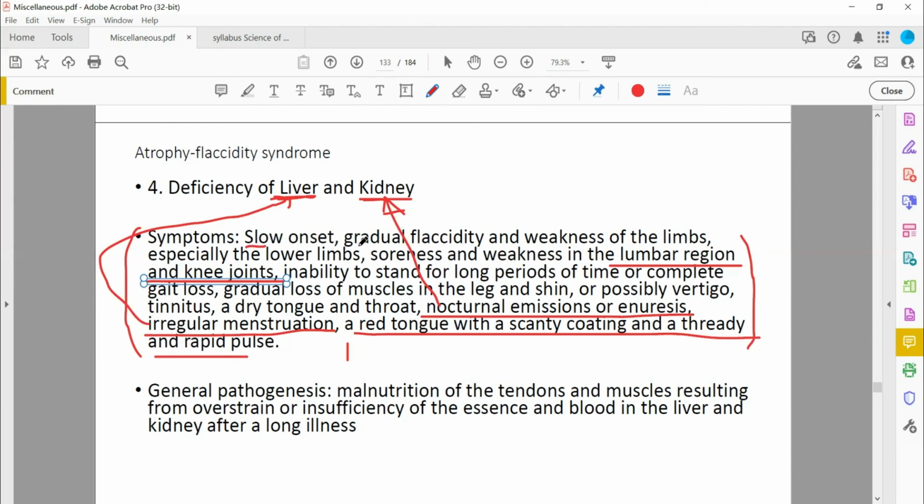So here, slow onset, gradual deficiency, especially the lower limbs. That's because of the kidney, right? Kidney, lower limbs. Gradually, vertigo and tinnitus could still be related to the kidney, right? The essence, the yin deficiency.